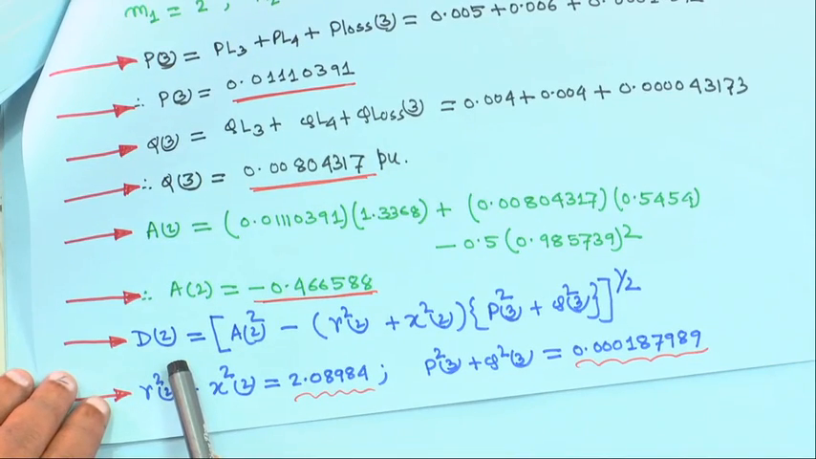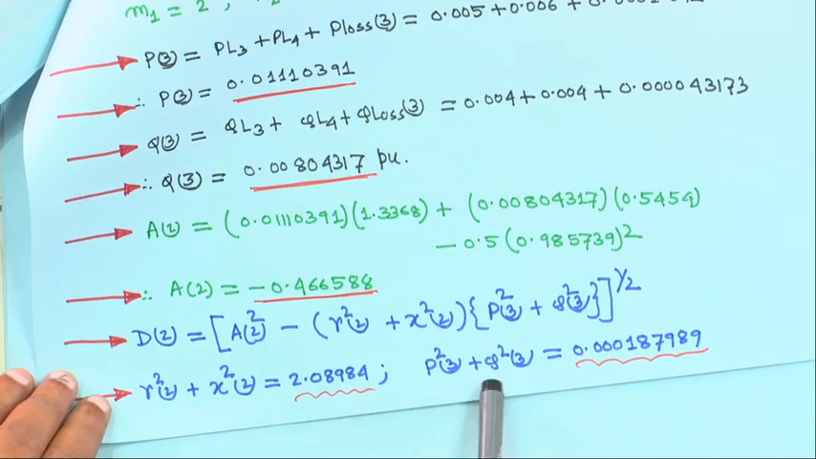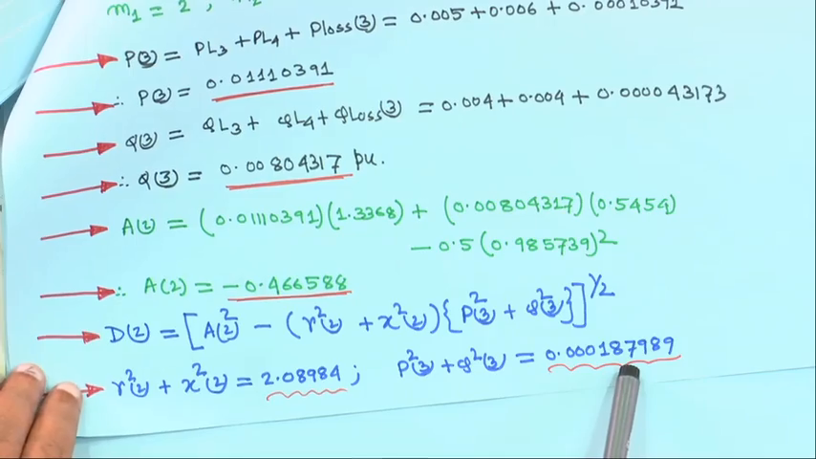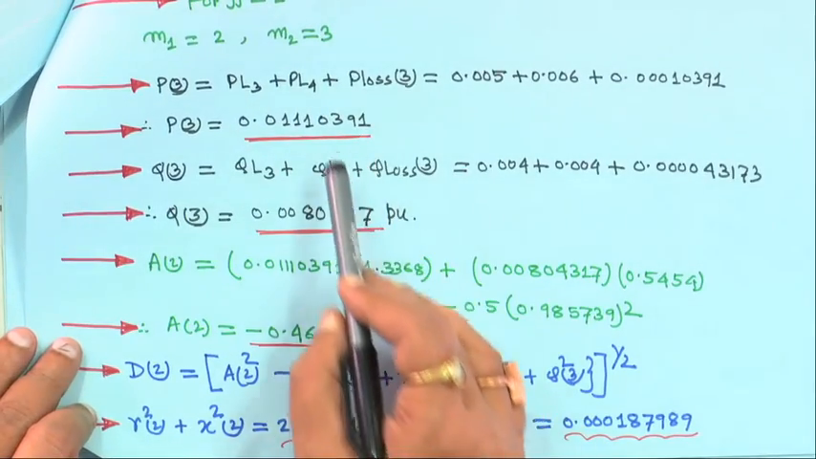Similarly, the expression for DJJ we have already seen. You put all these values. R2 square plus X2 square I have given, and P3 square plus Q3 square I have computed here, it is this much, right.